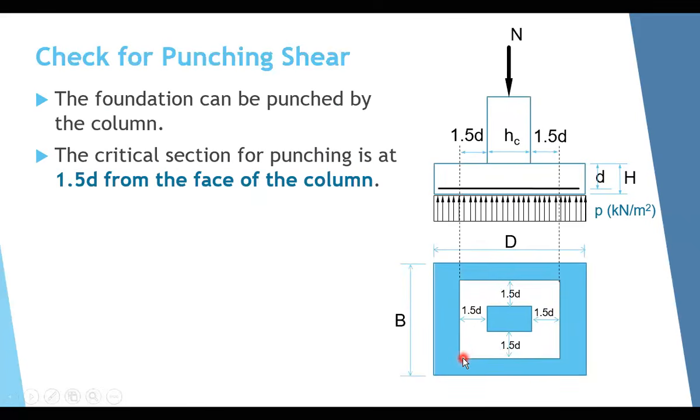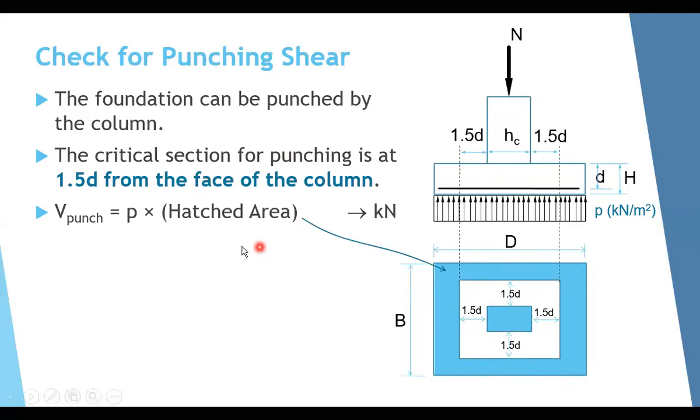Again, the critical section for bending was exactly at the face of the column. The critical section for one-way shear is at a distance D from the face of the column, but for the punching shear, it is at a distance 1.5 D from the face of the column. These values differ from one code to another. So if you are using another code, you have to check where the critical section is according to the code you are using to check for shear or punching shear.